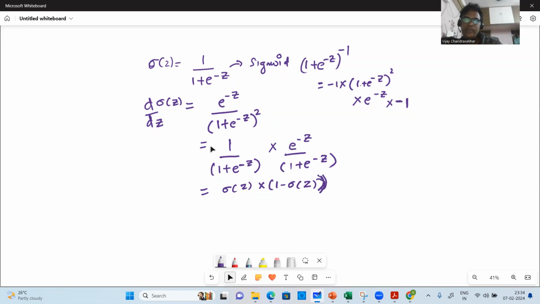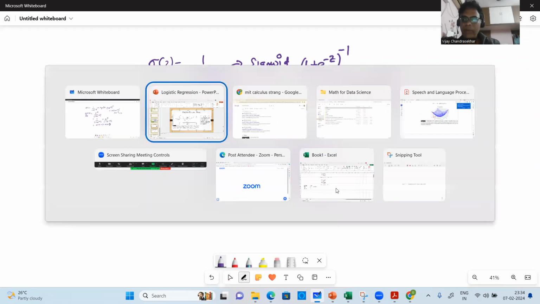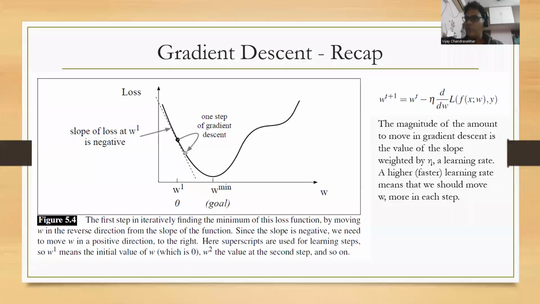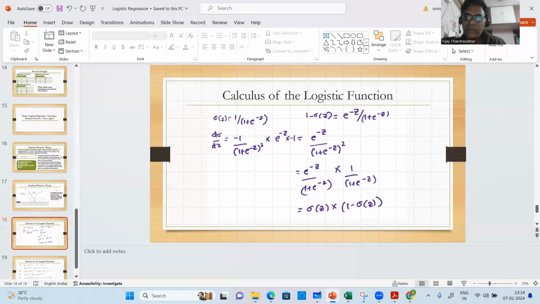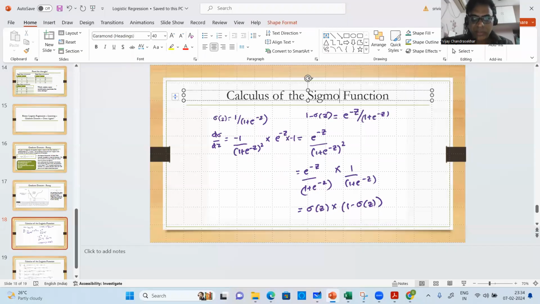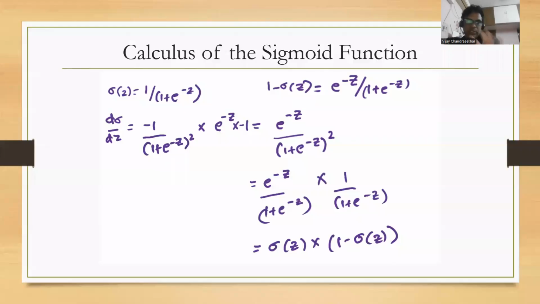So what we've done here is we just split this into two parts, 1 by 1 plus e power minus z into e power minus z divided by 1 plus e power minus z. This, of course, is 1 minus sigma z. This, of course, is sigma z. So the sigmoid function has a very interesting property that when you calculate the derivative of sigma z, it is nothing but sigma z into 1 minus sigma z. I'm just calling it not logistic. Let me change this to sigmoid so that there's no confusion. All right. Any questions so far? I hope this is clear.